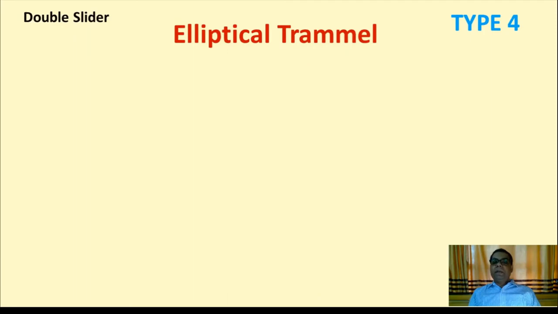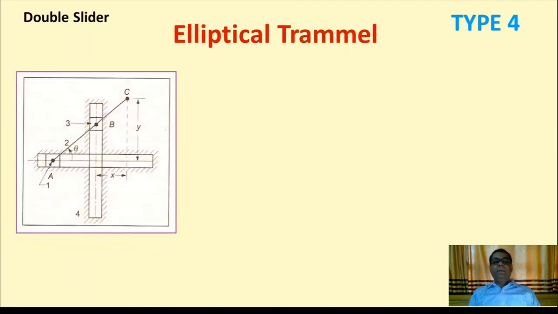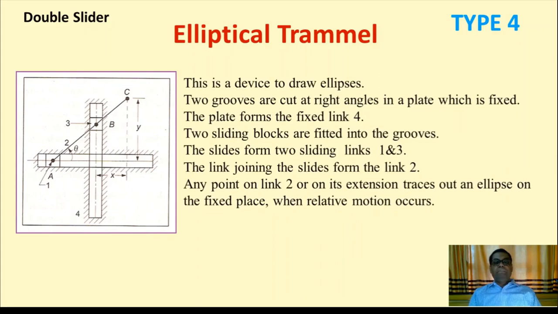Now comes the elliptical trammel. In the elliptical trammel we see that there are two slots, two particular piston blocks, and one connecting rod. This particular device is used to draw an ellipse. Two grooves are cut at right angles in a plate which is fixed. The plate forms the fixed link 4. Two sliding blocks are fitted into the grooves. The sliders form two sliding links 1 and 3. The link joining the sliders forms the link 2.